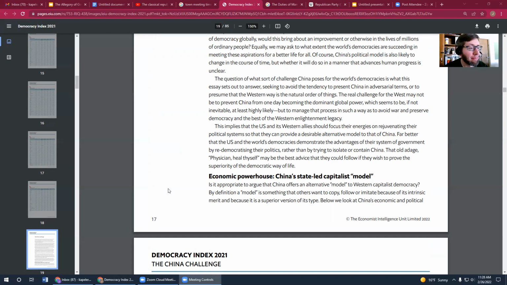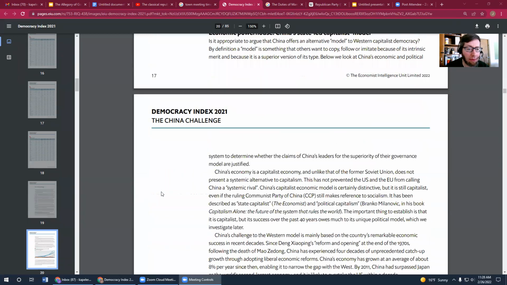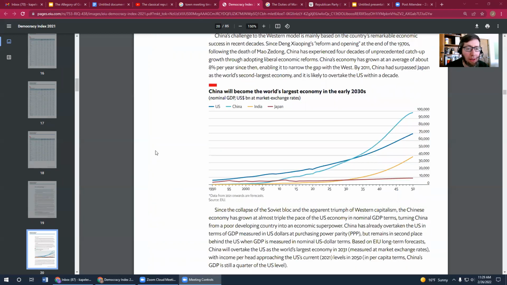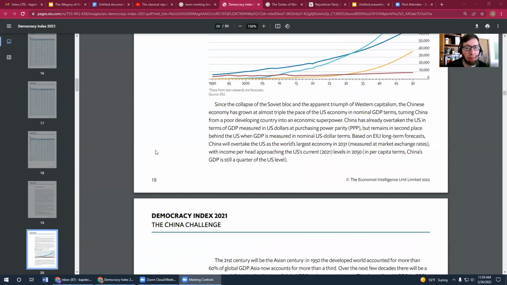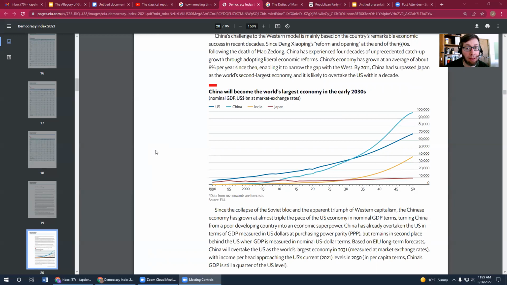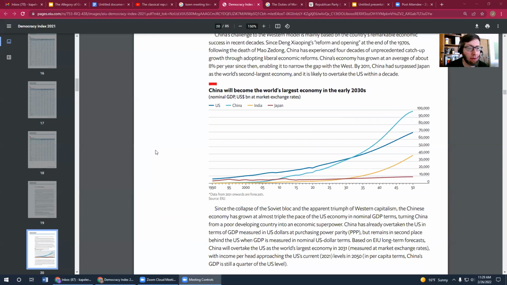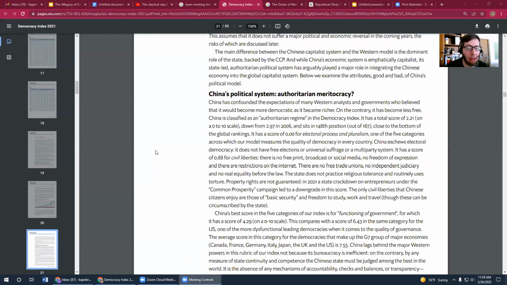So let's carry on. Will China become the world's largest economy in the early 2030s? That's what they're projecting. But the economy is slowing down, and people have been projecting this for decades now, that they would overtake the US. So we've yet to see that.